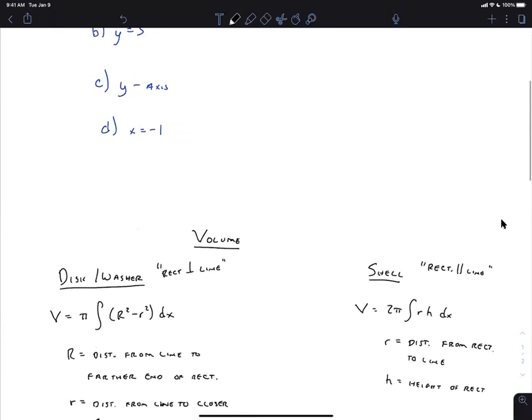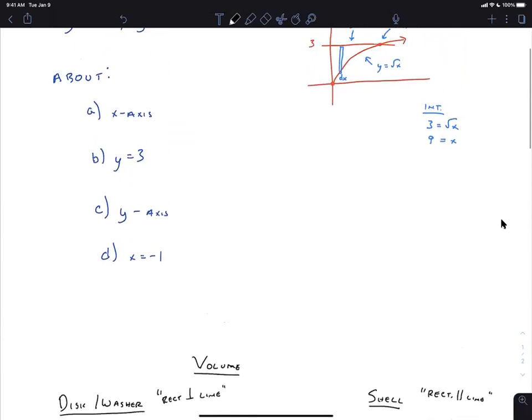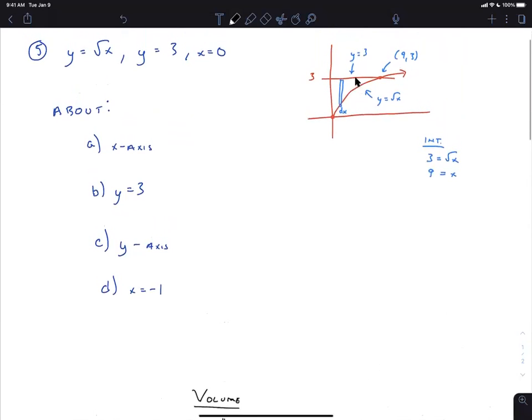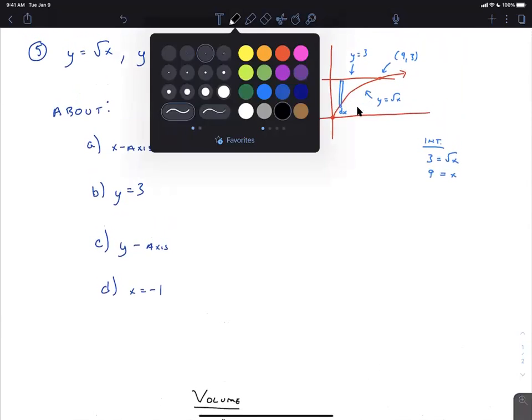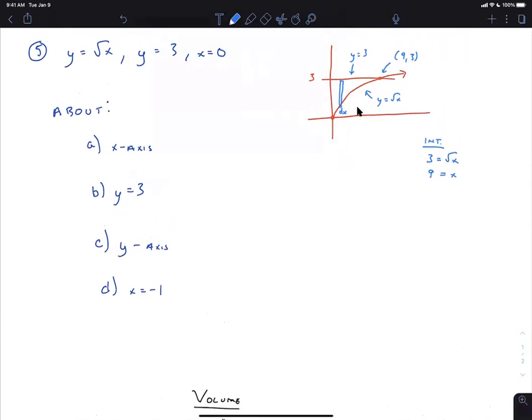And so if we go back up here, when we're talking about the x-axis, if we're going to use dx, which we'll do in this light blue color, and then I'll go through and do a dy example with the same region in just a second. If we're going to use dx, then the rectangle is vertical and the x-axis is down here. So the rectangle is perpendicular to the x-axis, so we're going to use the dishwasher method.